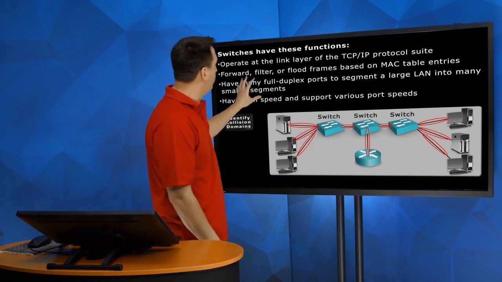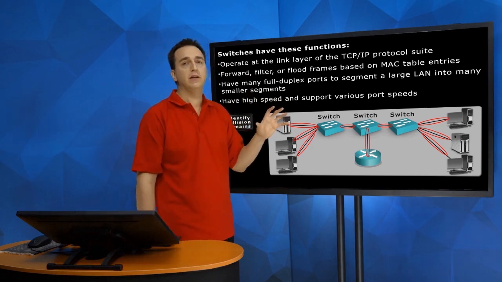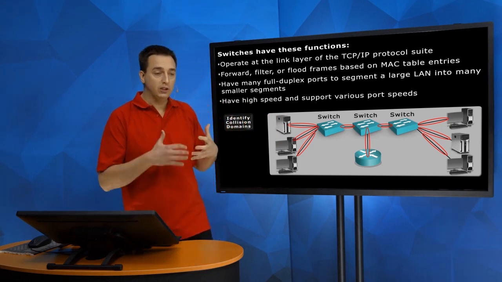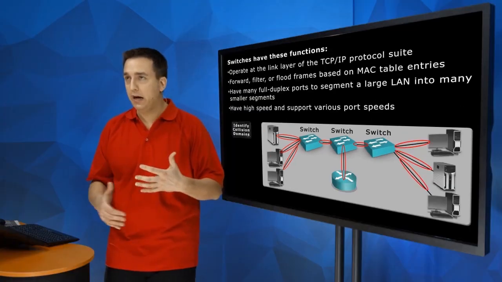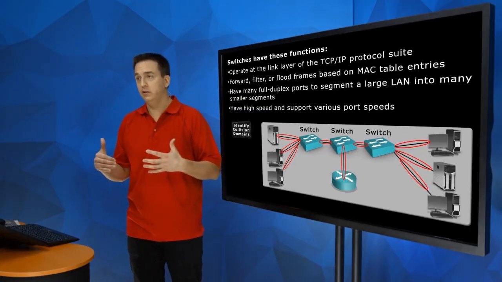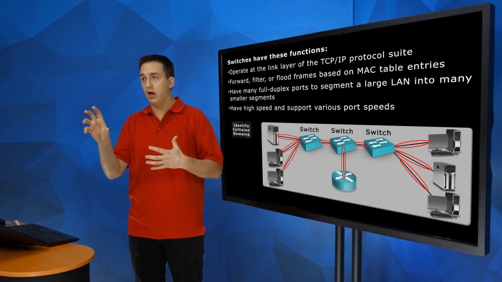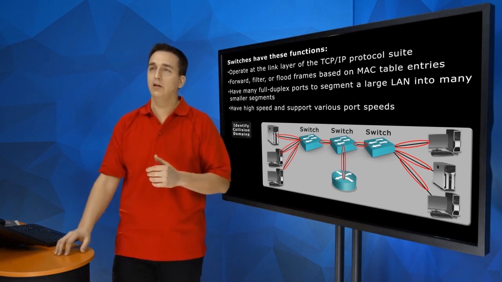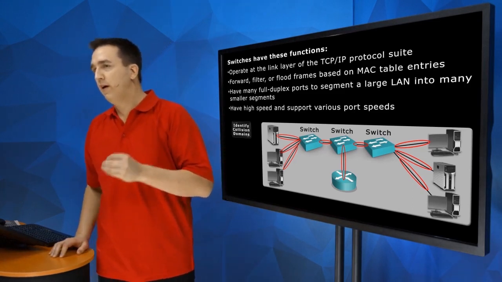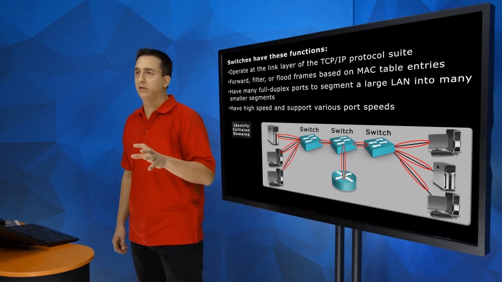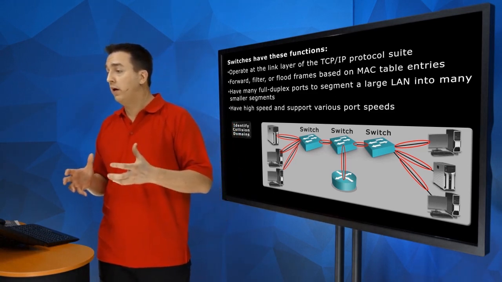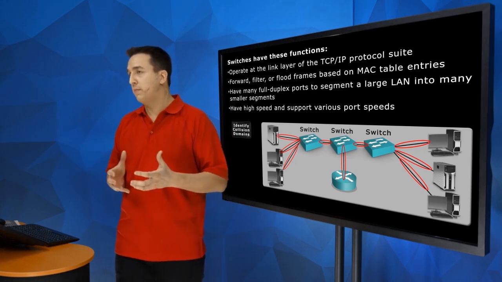So switches, let's focus on our switches here. Switches have very specific functions. First of all, they operate at the data link layer of the OSI model, which is also the what? The link layer of the TCP/IP protocol suite. We have our link layer, which is a combination of the data link layer and the physical layer of the OSI model. So the data link layer of the OSI model here. Switches are extremely intelligent, extremely intelligent. They have the ability to forward, filter, or flood frames based on entries that they have in what is known as a MAC address table.